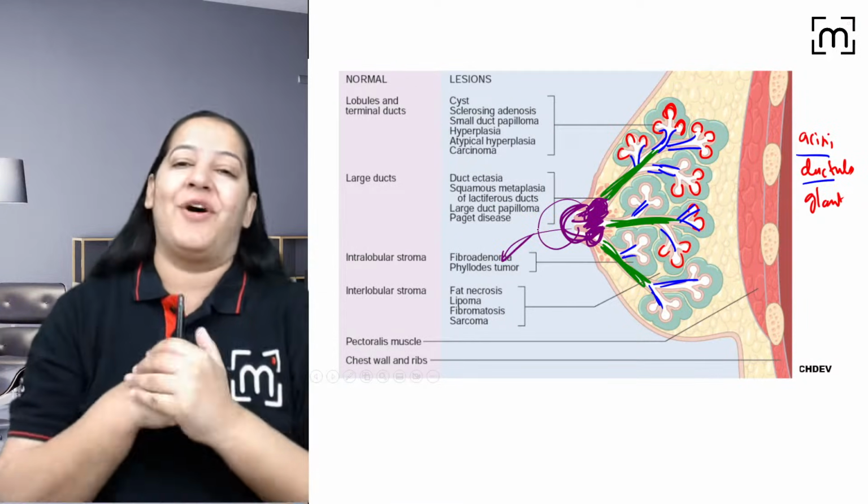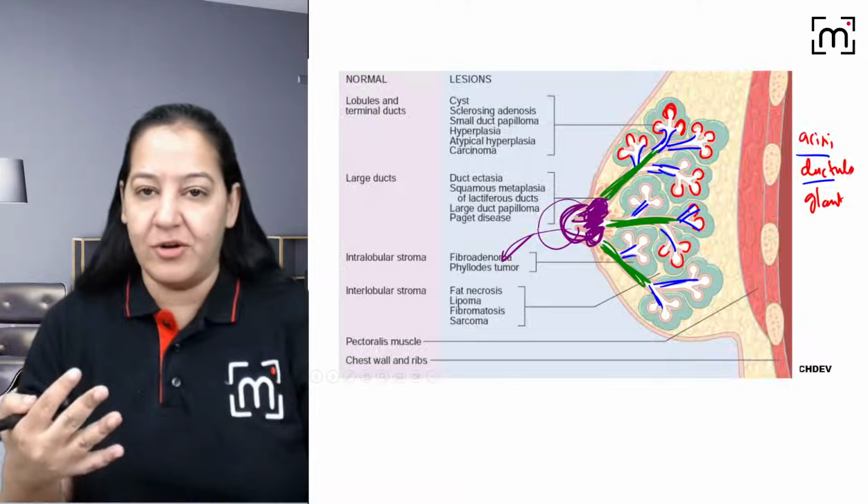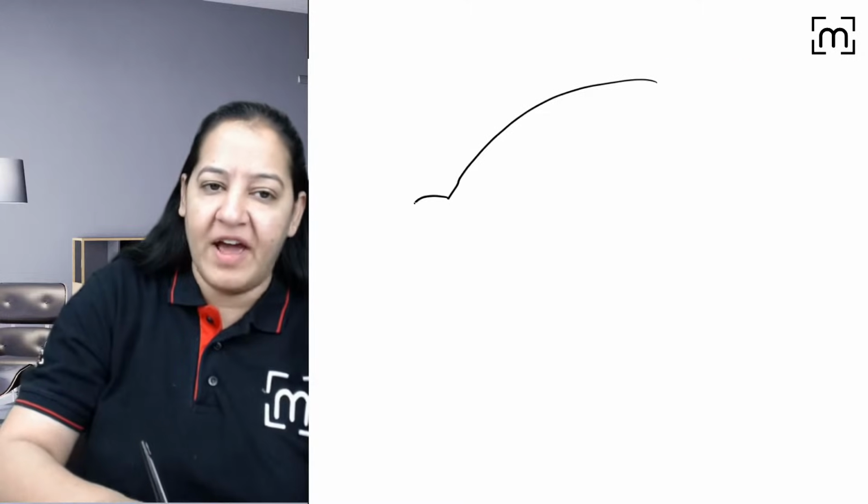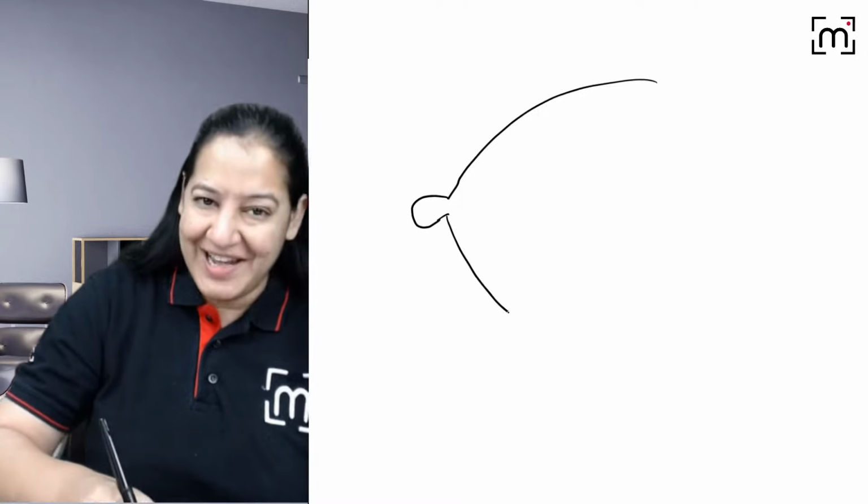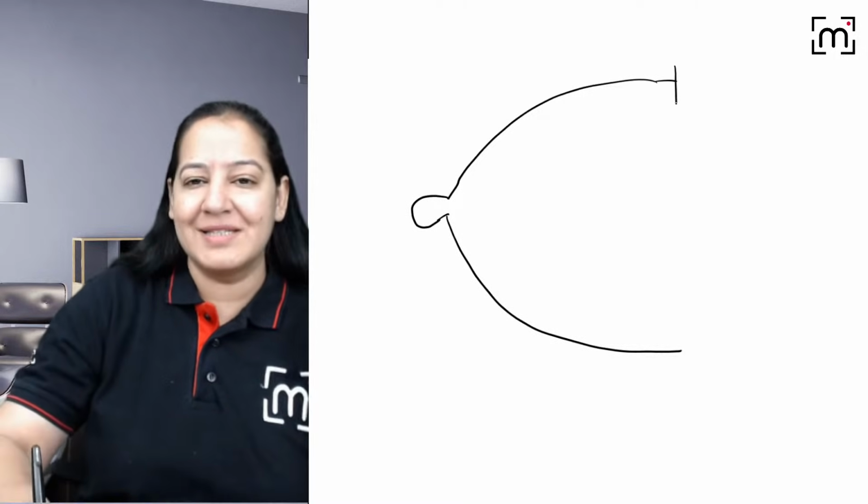So this is the structure of the breast. I would like to draw the structure again for you. So let me draw a female breast here, a rough diagram to explain what is TDLU. Let me explain what TDLU is now. So this is the female breast.